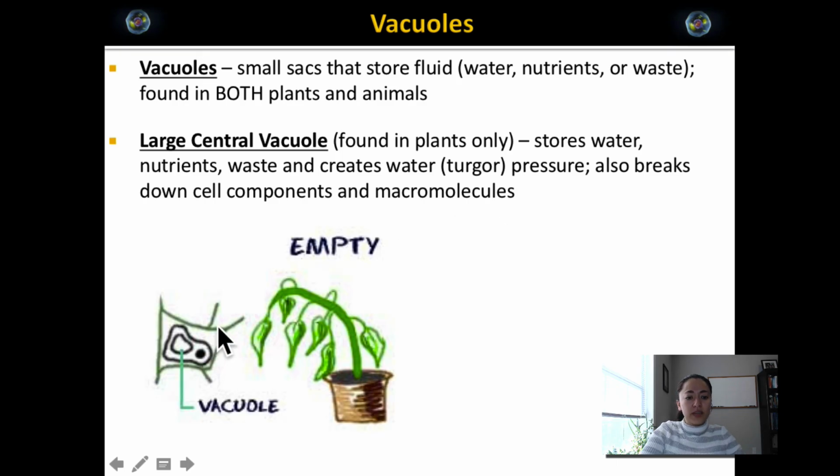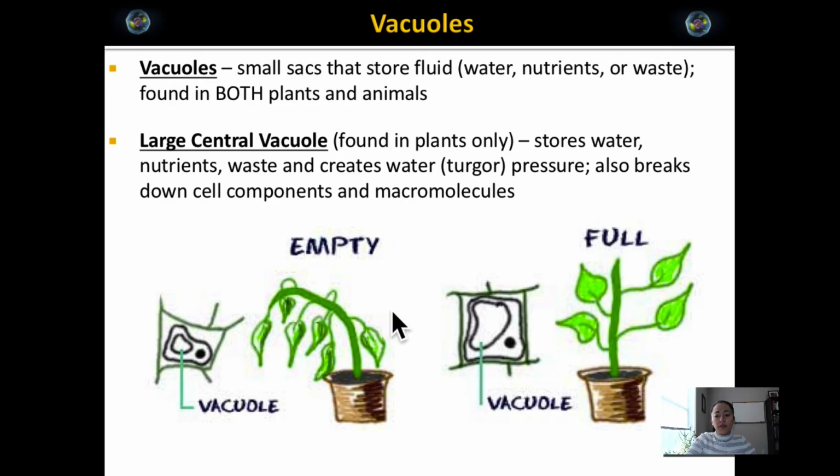So here you can see a plant cell. Here's the cell wall. The inner black circle is the cell membrane. And then we have another circle, which is the vacuole. If the vacuole doesn't have enough water in it, the cell wall will become very limp. And this is what causes a plant to wilt, because the vacuole is not creating enough water pressure inside of it. However, if the vacuole is filled with water, it can push out on the cell wall, and then your plant will be nice and rigid and tall.